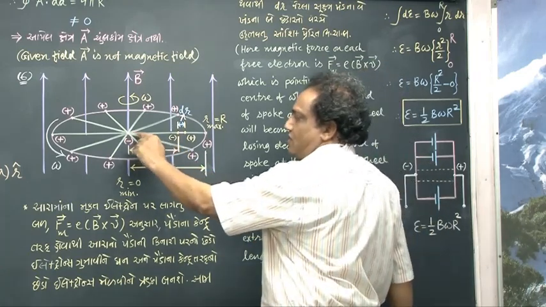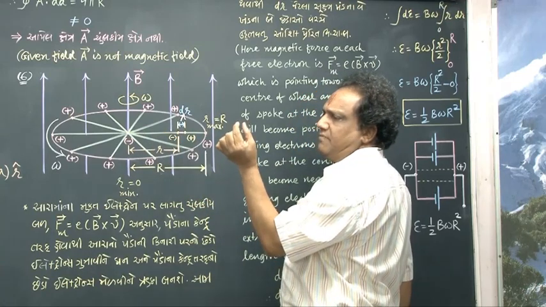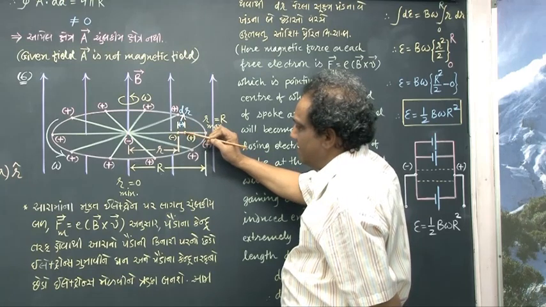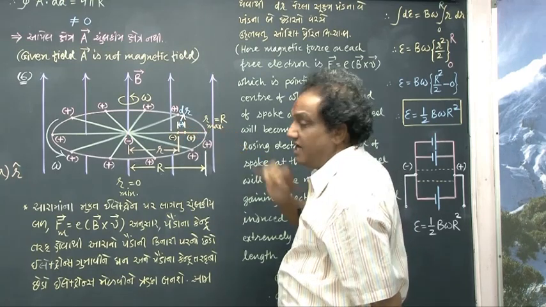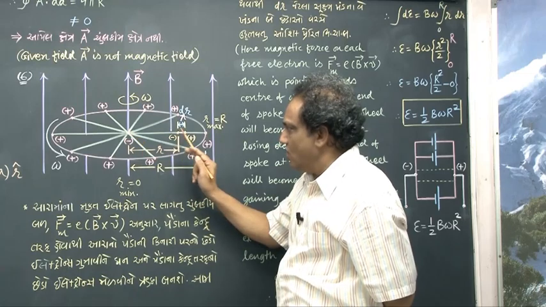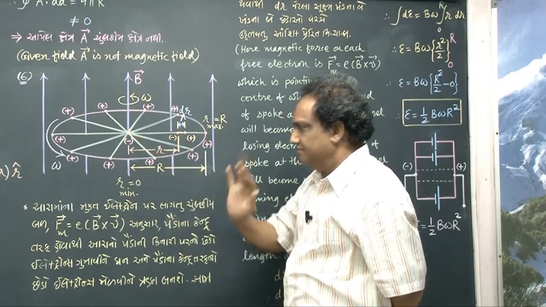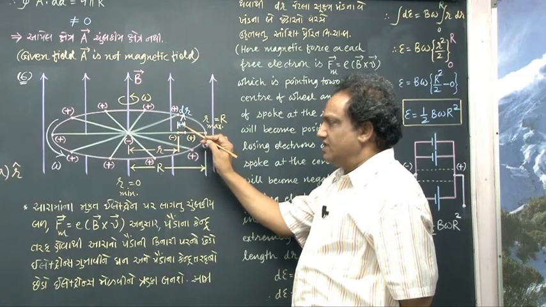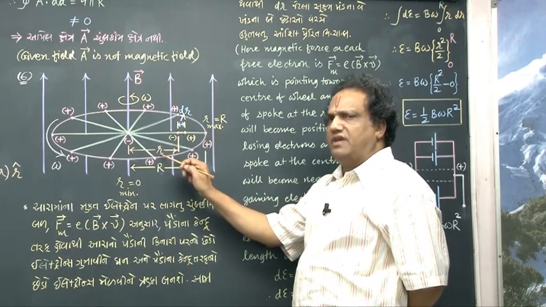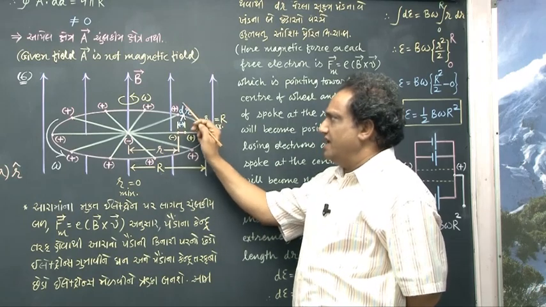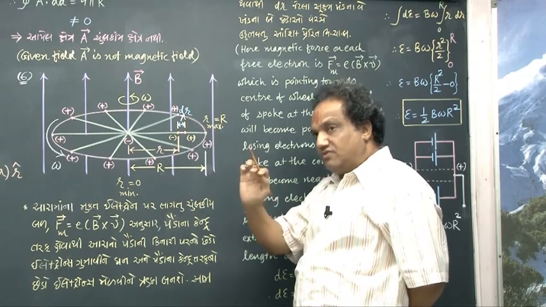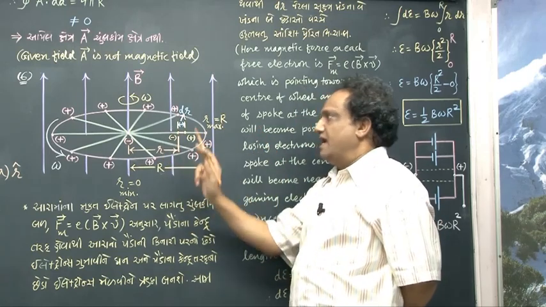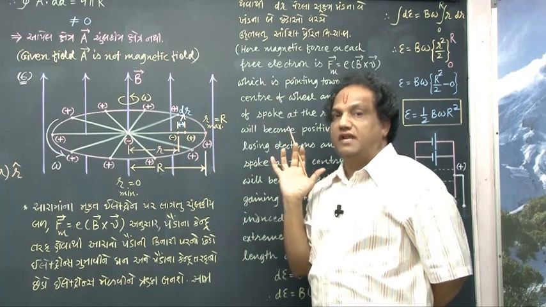In this spoke, just consider an extremely small element of length between these two points. Okay, fine. This length element is chosen at a distance small r from the center. And so far as this element is concerned, its own length indicates a very small increase in the value of r. Let it be dr. So dr gives you an extremely small increase in the value of r. That gives you the length of the chosen length element.